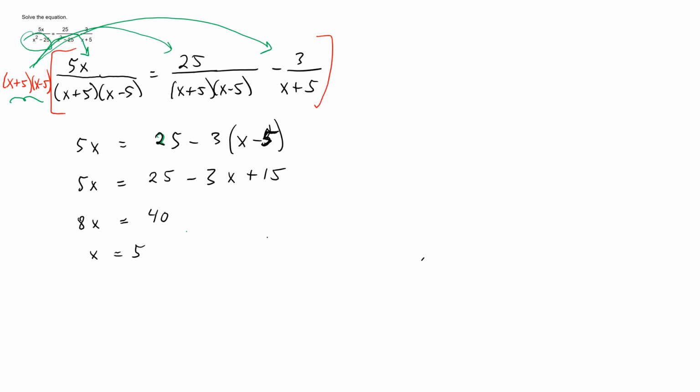If I take 5 and I plug it into the denominator of one of those expressions in the original equation, I end up getting 0. And so that's an undefined expression. So the reason why 5 is not a valid solution is because it doesn't satisfy the original equation.